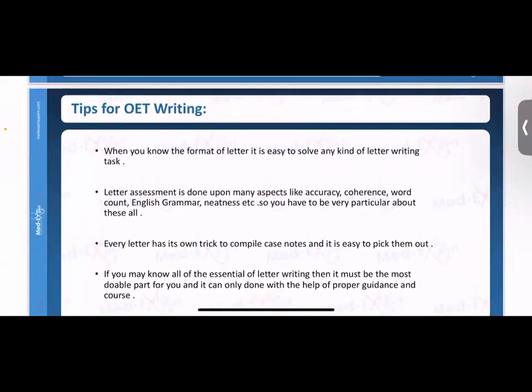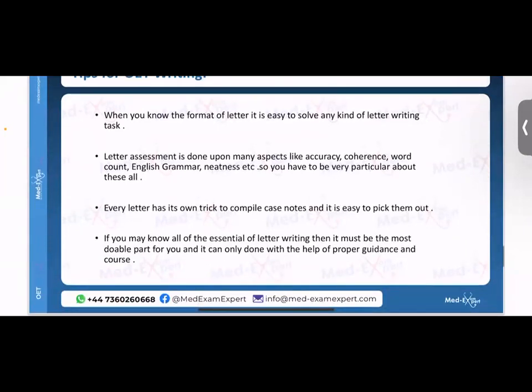When you know the format of the letter, it is easy to solve any kind of letter writing task. I have told you that once you are aware of all the formats of OET letter writing, it would be easy for you to solve any kind of letter. Letter assessment is done upon many aspects like accuracy, coherence, word count, English grammar, neatness, etc. So you have to be very particular about all of these.